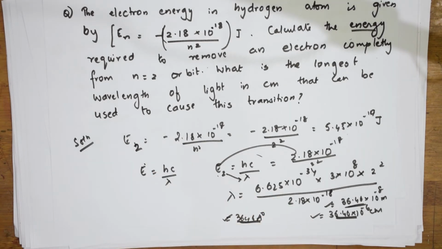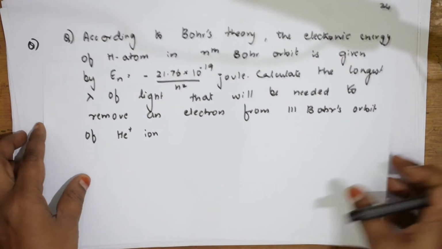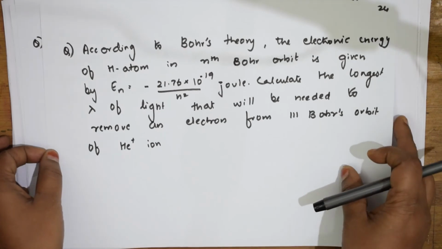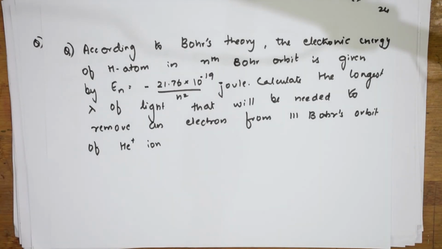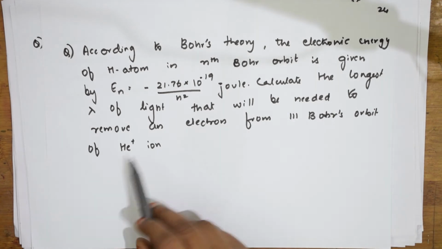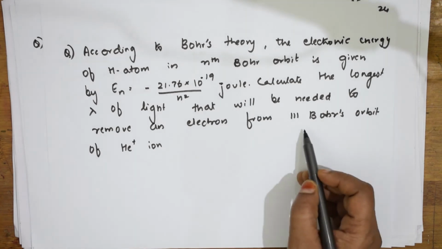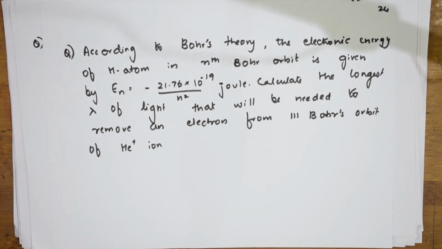Let's come back and do one more numerical. What is this numerical asking us to do? Let's see. According to Bohr's theory, the electronic energy of hydrogen atom in nth Bohr orbit is given. The same formula is given. Now what should I do? I need to calculate the longest wavelength that will be needed to remove an electron from third Bohr orbit of helium plus ion.